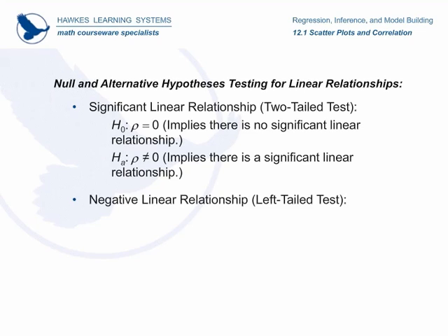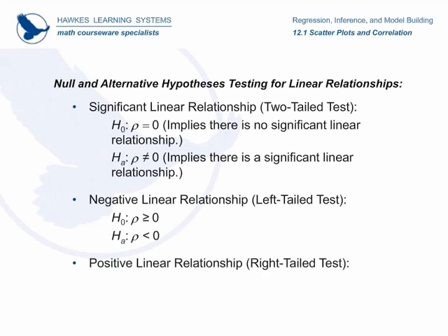Next, the linear relationship for the left-tailed test, and that's where our null hypothesis has our Pearson's correlation coefficient greater than or equal to 0, and the alternative is that our Pearson's correlation coefficient is less than 0. Next, we have our positive linear relationship, or the right-tailed test, and that's for our null hypothesis, the Pearson's correlation coefficient is less than or equal to 0, and for the alternative hypothesis, the Pearson's correlation coefficient is greater than 0.